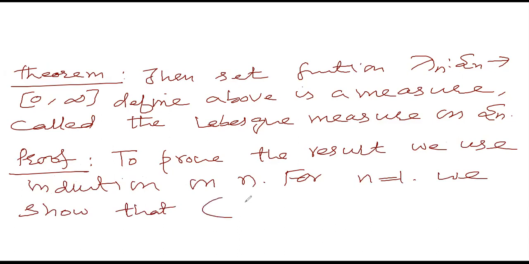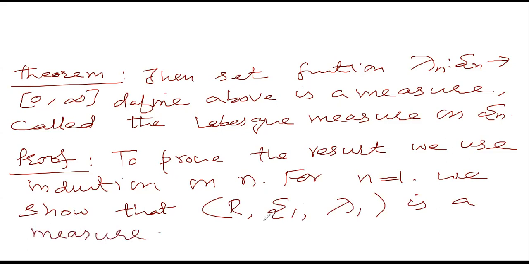this is a measure space. The notation is different actually. This is R, then we have the semiring S1, then lambda 1. This is a measure space. So it's already done actually.